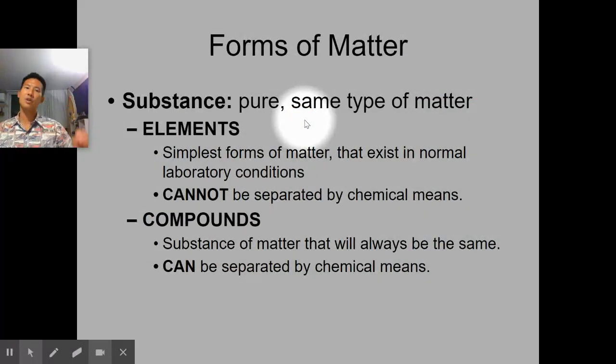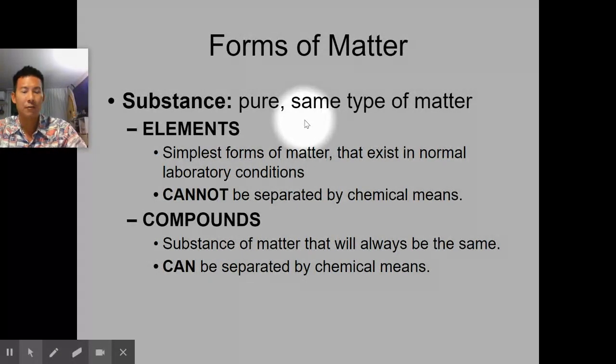Now let's go over your different types or forms of matter. Remember, your forms or types of matter can exist in up to three basic states: solid, liquid, and gas. And of course, if you want to add on to that, plasma.